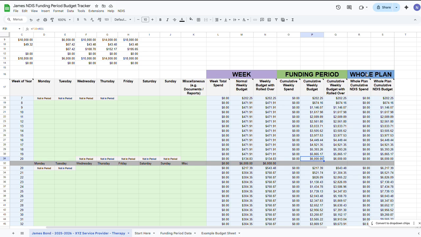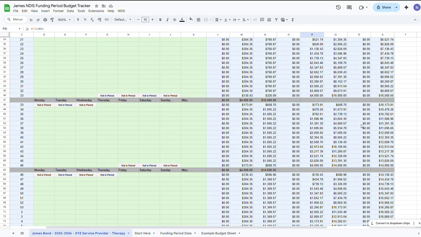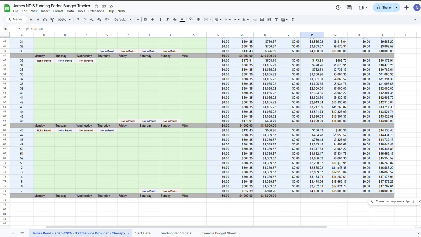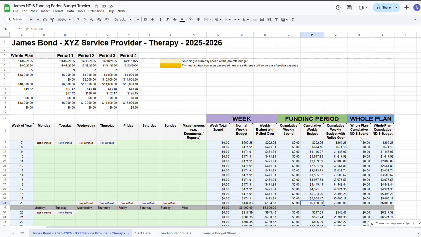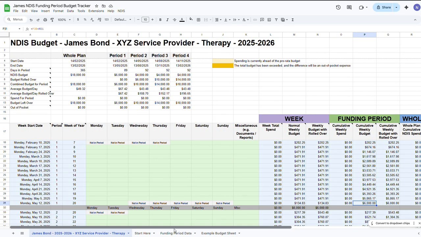And then the third section over on the right, the whole plan, that gives you the running total of the spend throughout the entire plan. And then also the budget for the entire plan. So down in future periods, like in period 4, we'll get data showing us how much has been spent for the entire plan period.